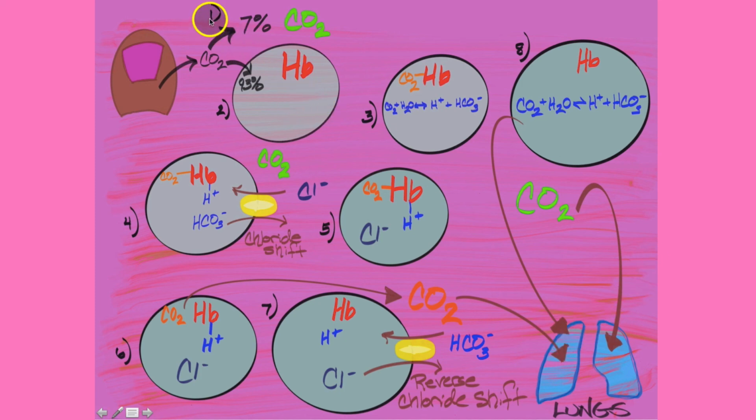I have these steps numbered 1, 2, 3, all the way through 8. So take a look at that, please. The numbers are not super important. I've just tried to make it more seamless in following the process. The transport of CO2 is certainly more complicated than the transport of oxygen, but there it is for you.